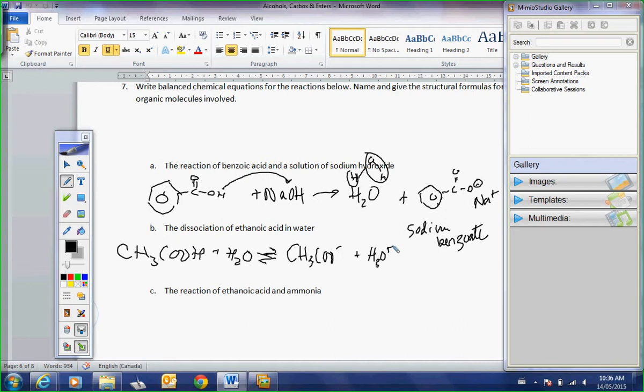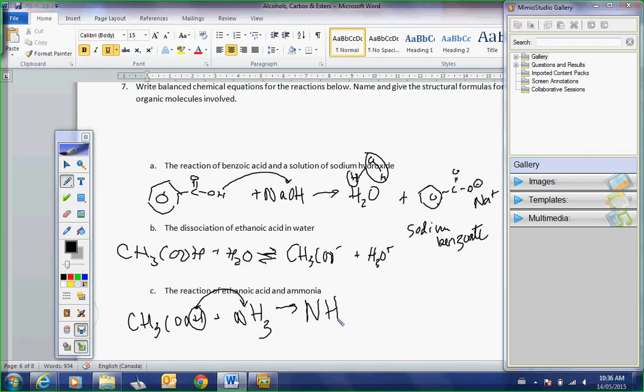Okay, the reaction of ethanoic acid and ammonia is a lot harder. So CH3COOH and NH3. What is going to donate your proton? Who's the proton donor? The acid. So in this case, ethanoic acid is going to donate the proton. Who's going to accept that proton? There's the proton. Ammonia.